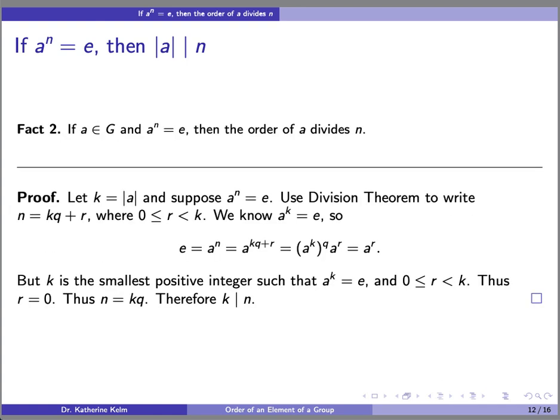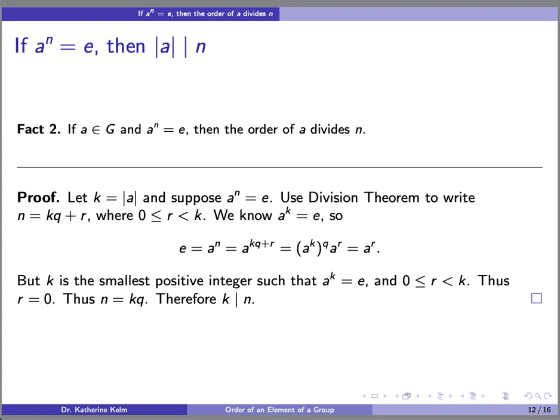Proof: let k be the order of A, and suppose A to the n is equal to E. Again, we can use the division theorem to write n equals kq plus r, where r is non-negative and less than k. Since k is the order of A, we know that A to the k equals E. So we can write E equals A to the n, which equals A to the kq plus r, which is equal to A to the k all to the q times A to the r, which is A to the r.